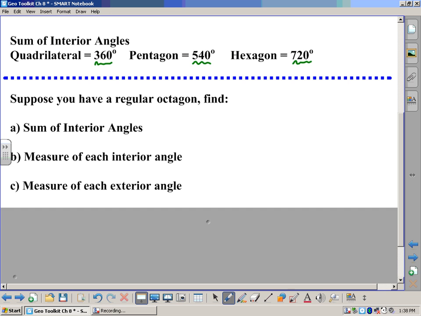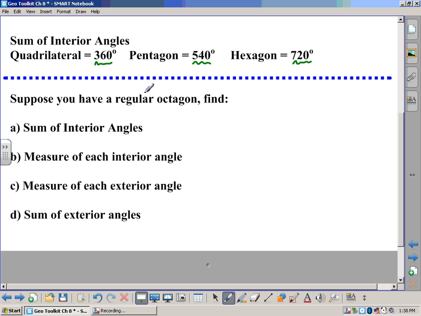So here's the scenario. You have a regular octagon. So if it's an octagon, first of all, you have to ask yourself, how many sides do I have? If it's an octagon, that means 8. So n in this case is 8.